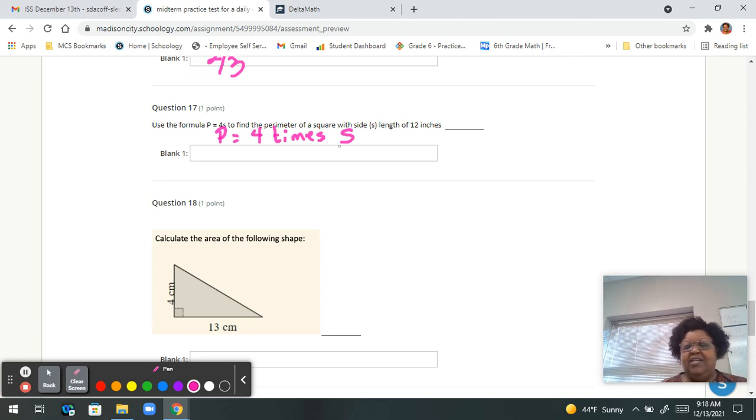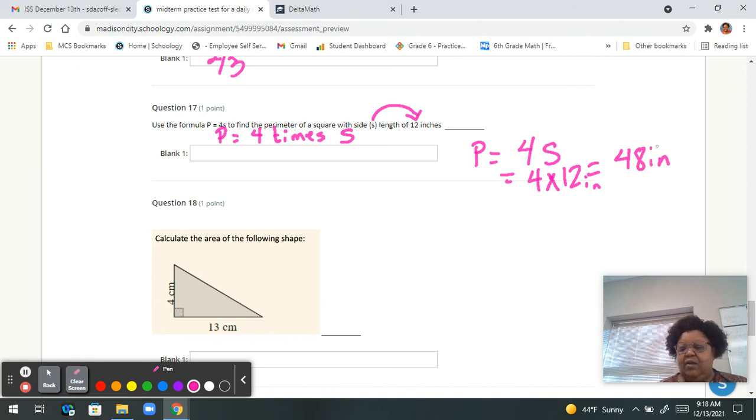So it's a multiplication problem, young people. So P equals 4 times S, and S, they told us, is 12. So just remember, it is a multiplication problem, 12 inches. So my perimeter is 48 inches.